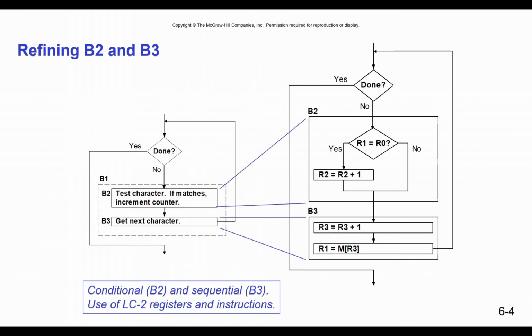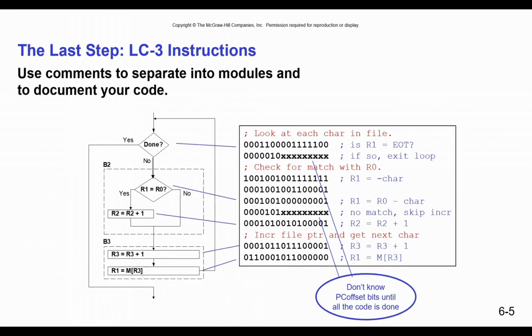The next slide shows refining B2 and B3. B2 is called conditional and B3 is sequential, using LC3 registers and instructions. If you see the flowchart on the right side, that is the process for B2 and B3. And the last step is LC3 instructions. Use comments to separate into modules and to document your code.